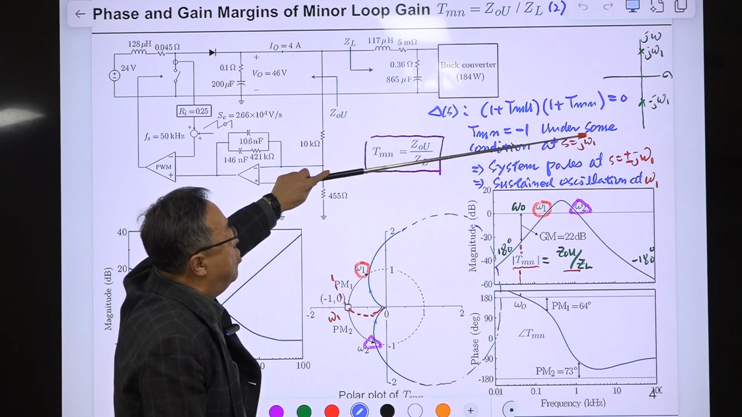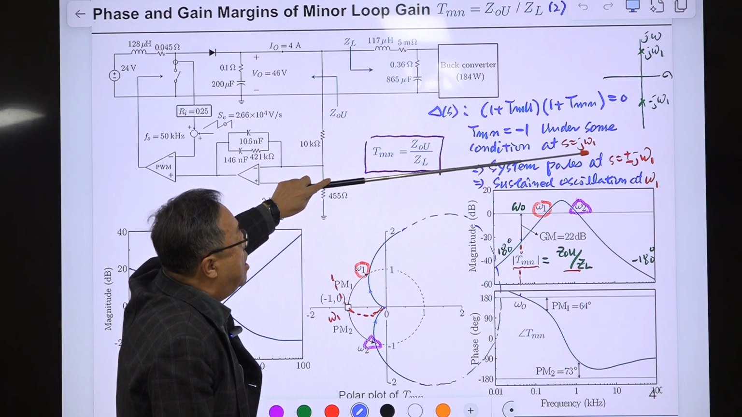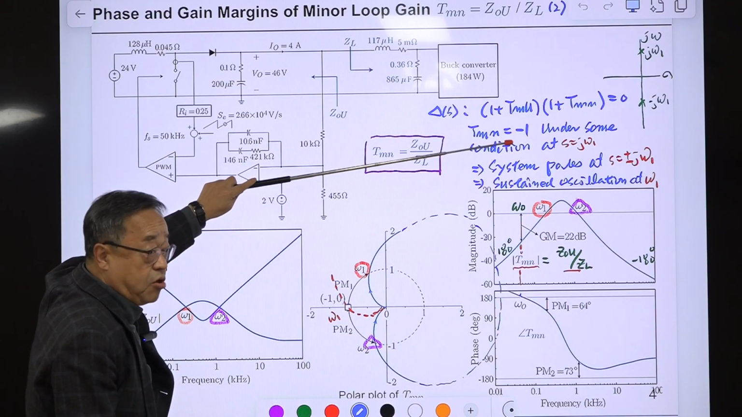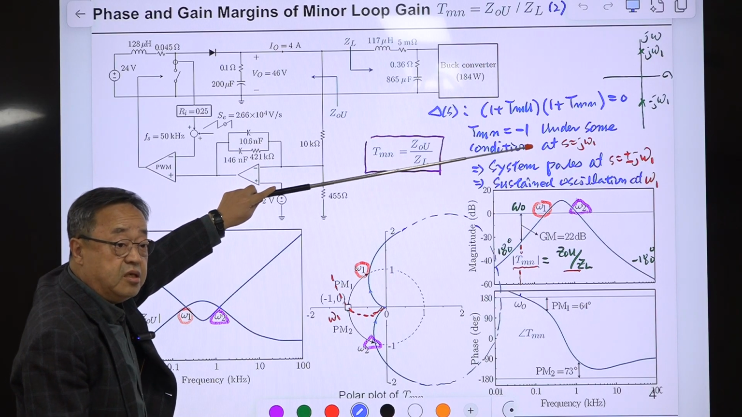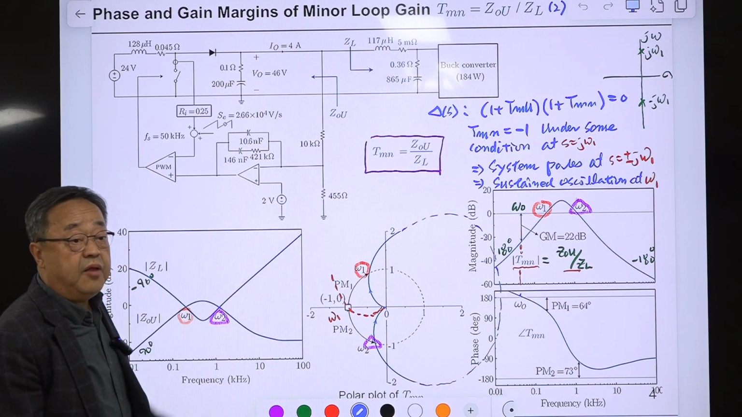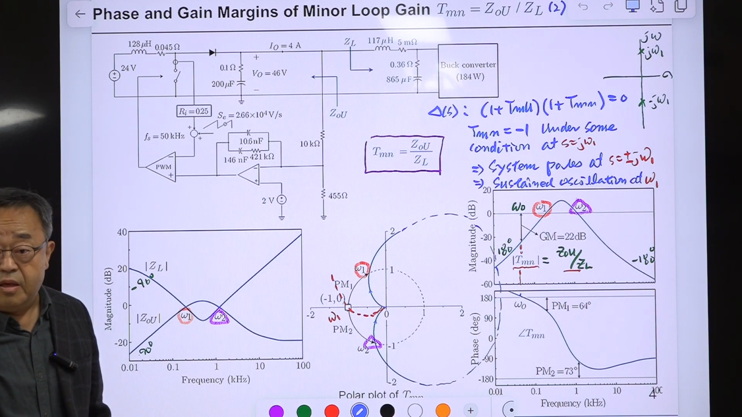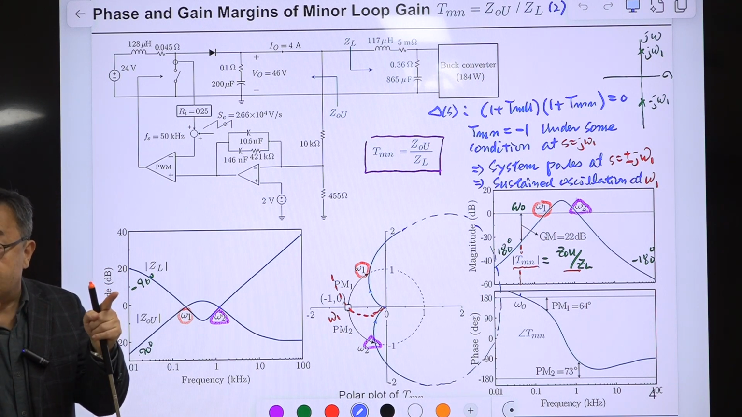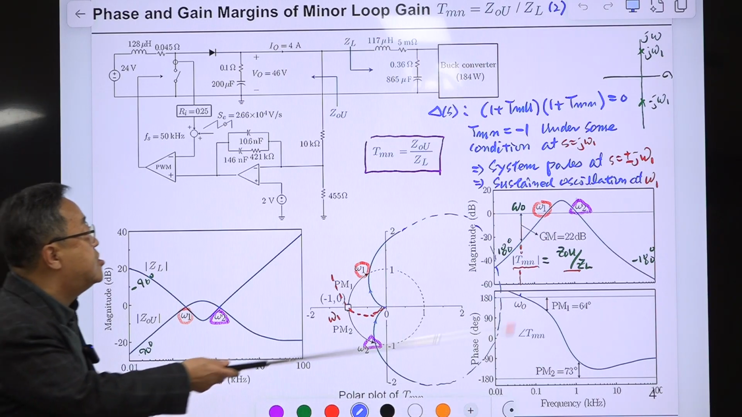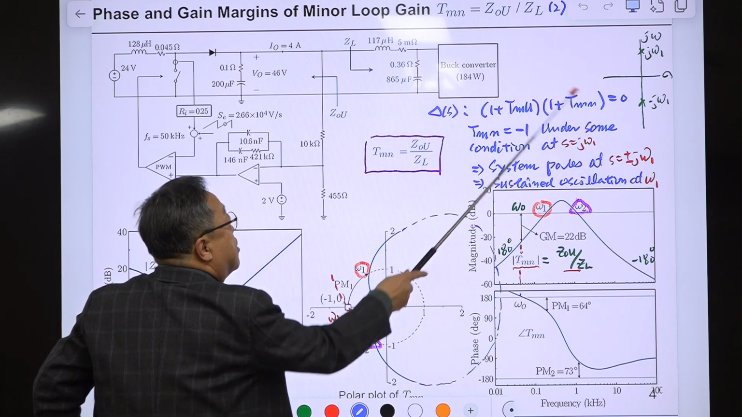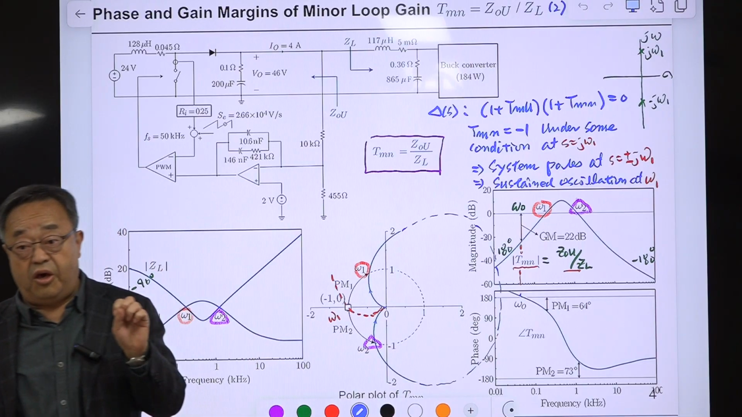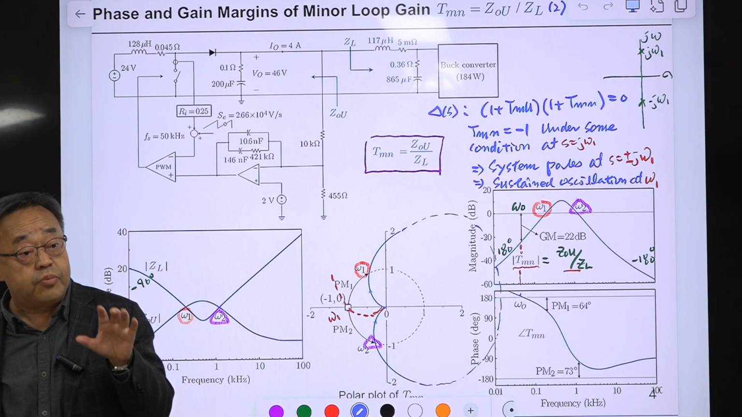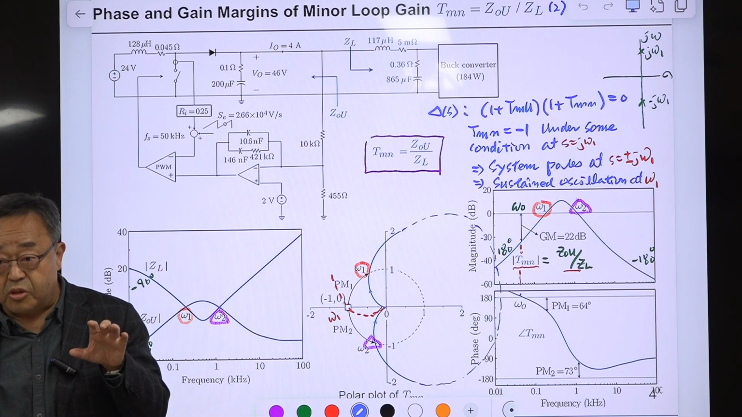Under some condition, when you evaluate Tmn, which is a complex number, it becomes 1 with phase minus 180 and magnitude 1. Then there is the number minus 1. Then this becomes 0. Right? Then this is what? This is a solution of the characteristic equation. It is the pole of the system, an eigenvalue of the system.